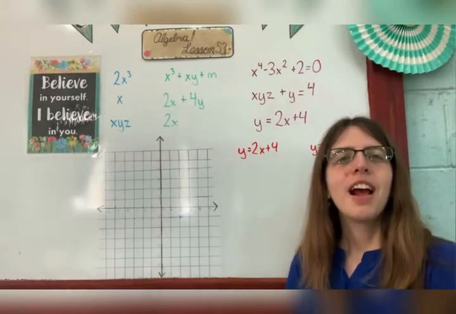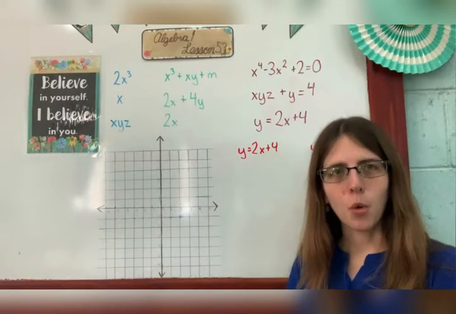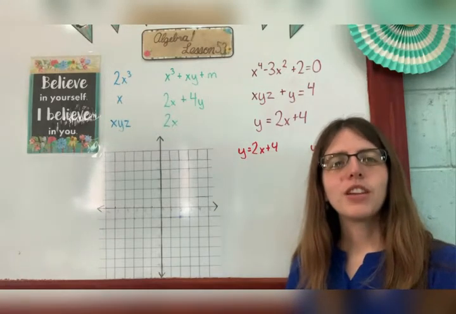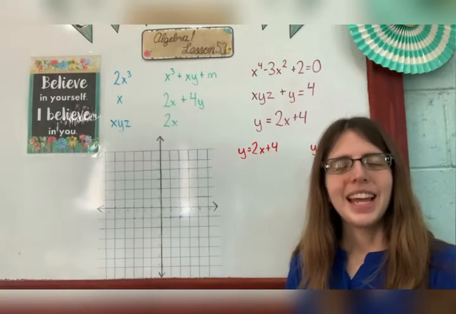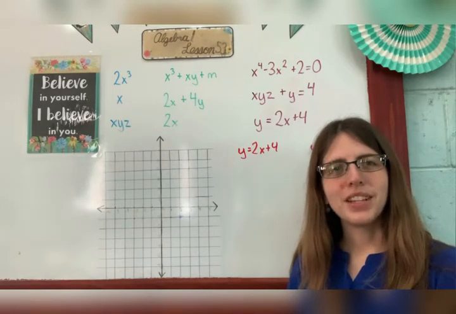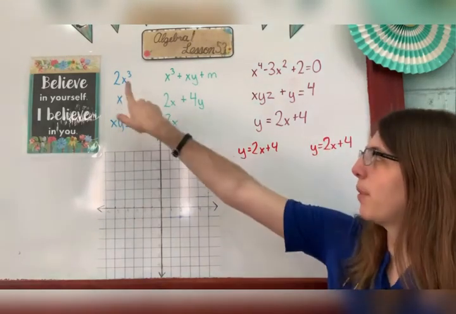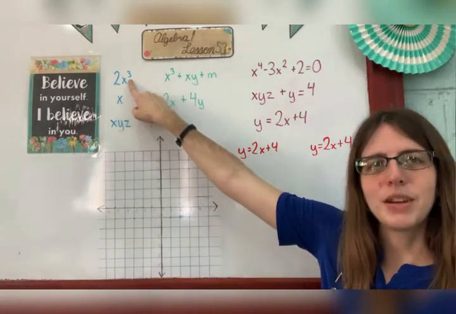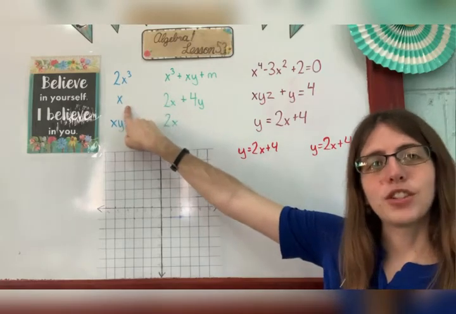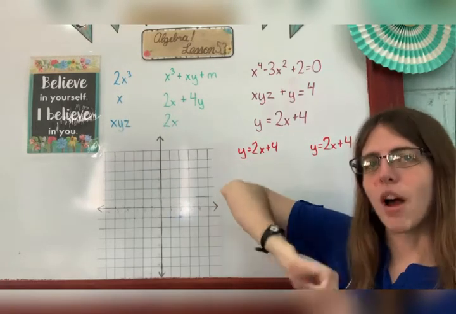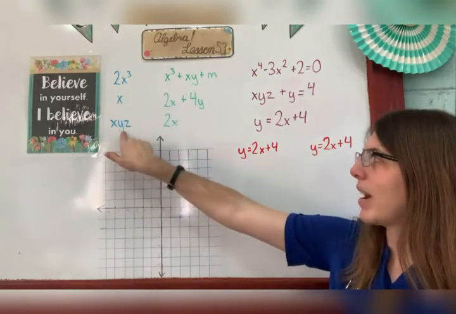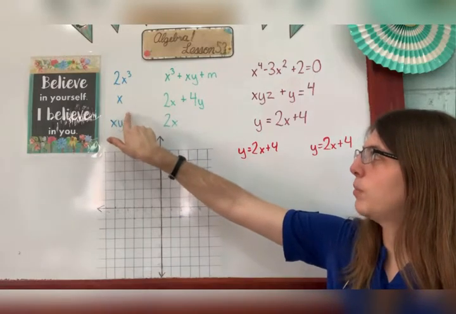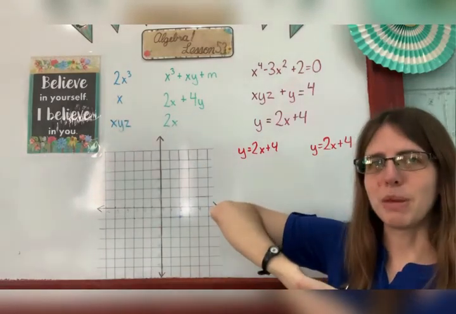But before we get there, let's talk a little bit about polynomials because they are an important base for your graphing. So first of all, we learned that the degree of a polynomial is the sum of all of the exponents of that term. So for example, 2x cubed is a third degree polynomial because your exponent is 3. X is a first degree polynomial because you just have the exponent of 1, so first degree. XYZ is a third degree polynomial because you add up 1 plus 1 is 2 plus 1 more is 3, so it's a third degree polynomial.